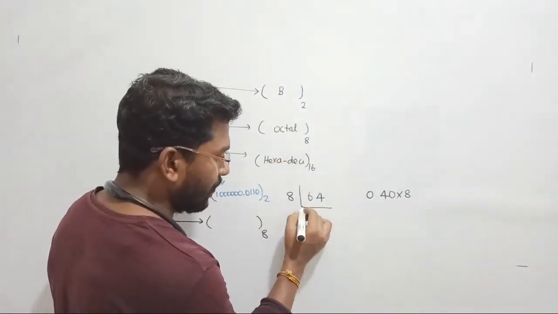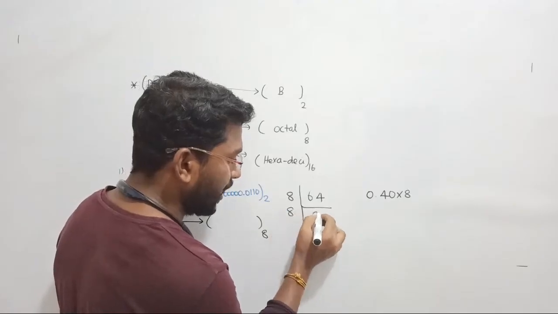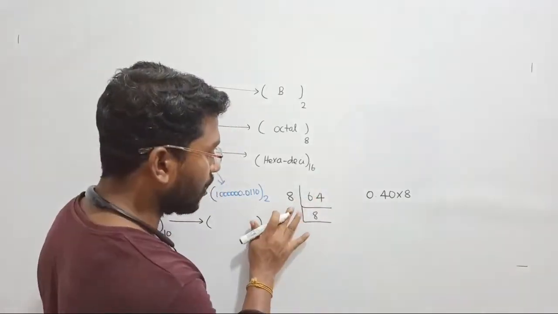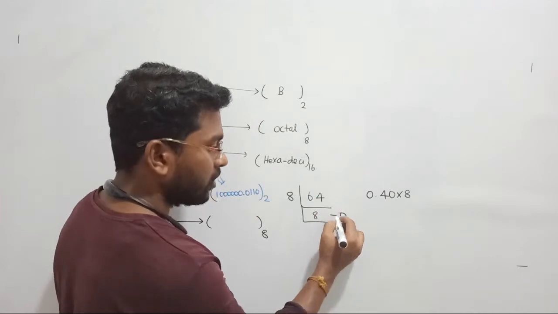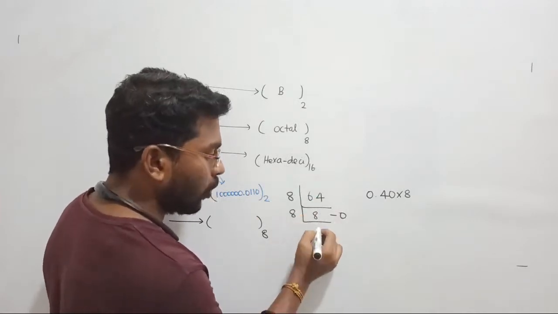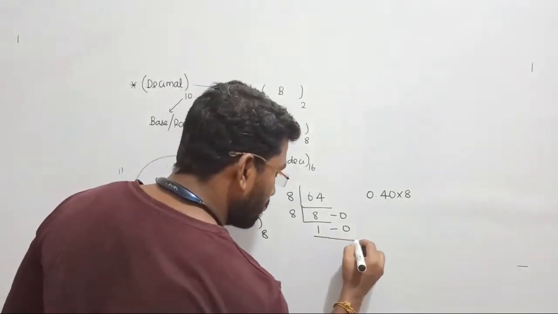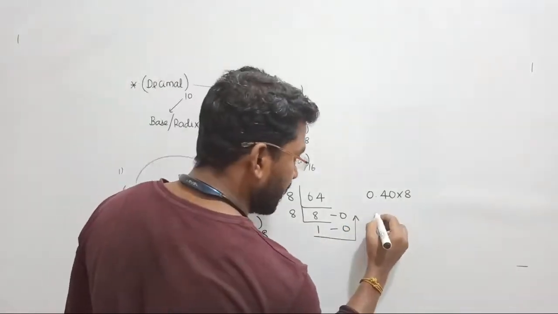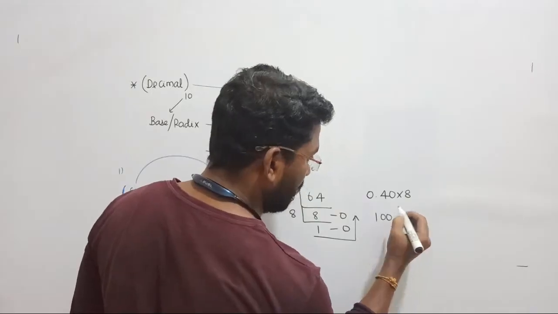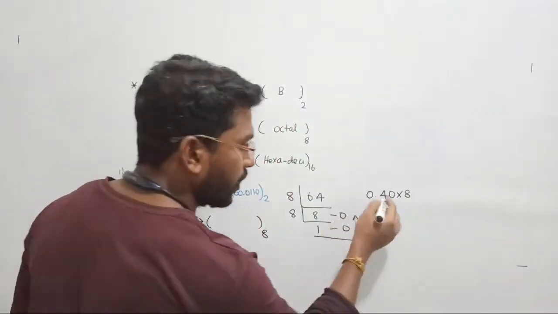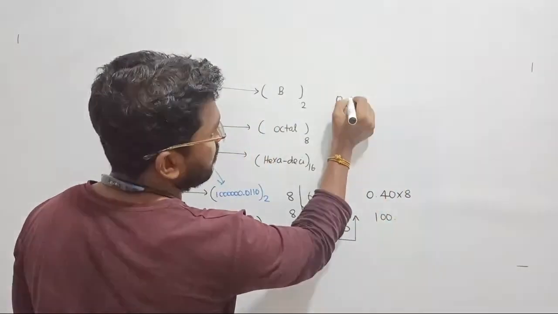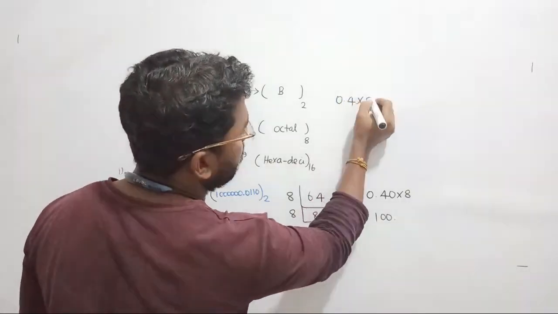Divide by 8: 8 times 8 will give you 64, remainder 0. Again, if I divide by 8, 1 times 8 will give you 8, remainder is 0. Start from the bottom and travel upward, so it becomes 1 0 0, dot. Why am I putting the dot? Because I am going to consider the fractional value. When I consider 0.4, I have to multiply by 8.